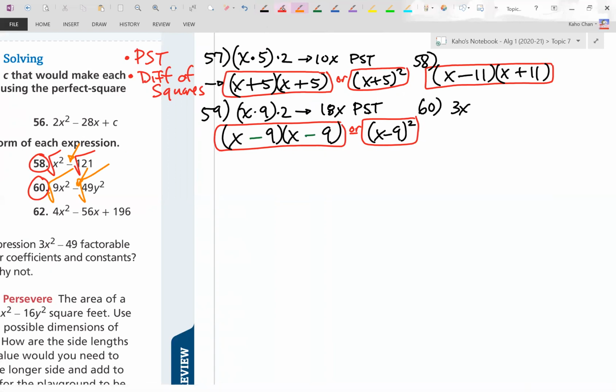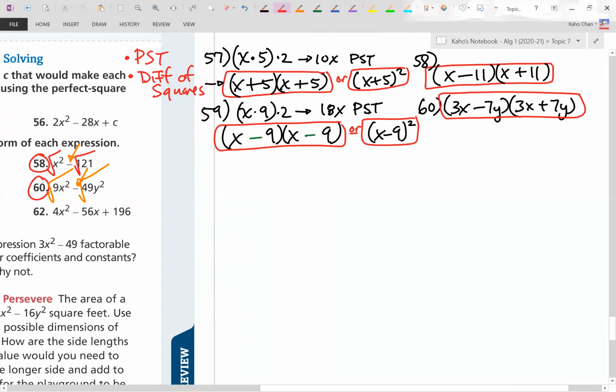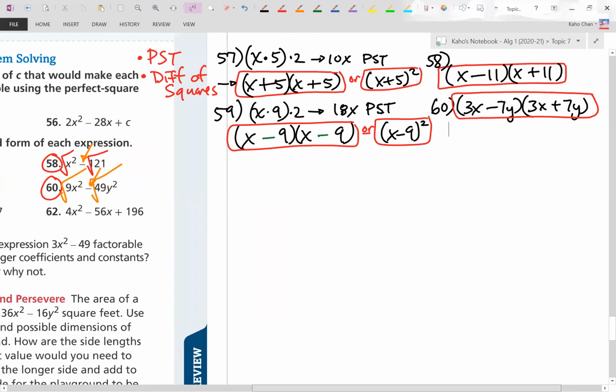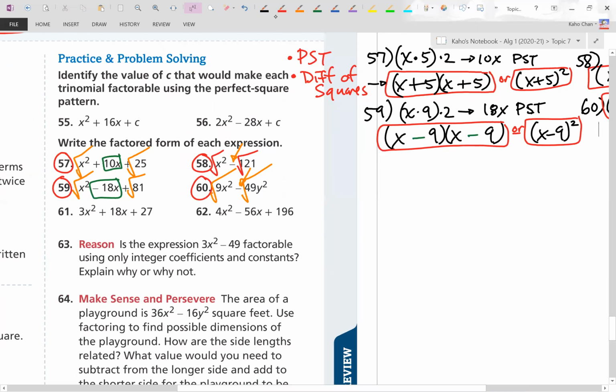In that case, we have 7y. Now, this is a difference of perfect squares. This is going to be a minus plus. And that's it. That's how easy those are. Love them. So there's your answer for number 60. Yay. All right. Let me know if you have any questions. 61.